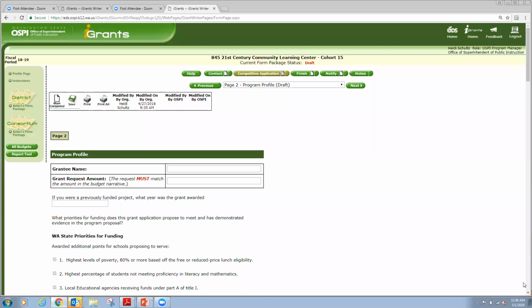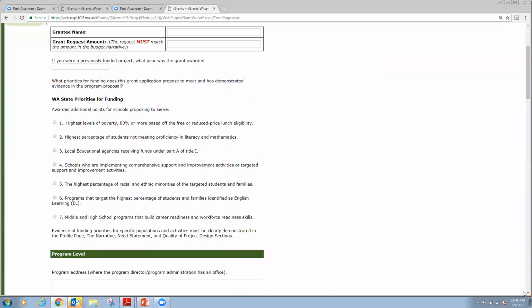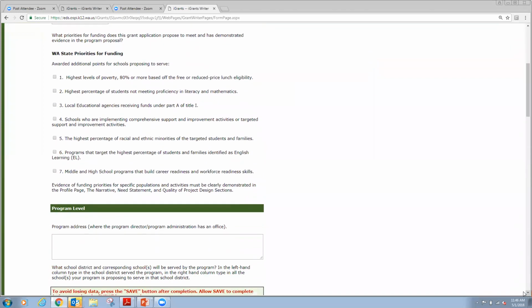I'm going to scroll down here slowly. Any year and for any site, the answer would be yes. And please check the boxes here if you are writing in your grant applications these priorities for funding. The readers will look at this profile page, or this page 2, and compare it to the rubric, because they're going to be looking for evidence in your application if you marked any of these.